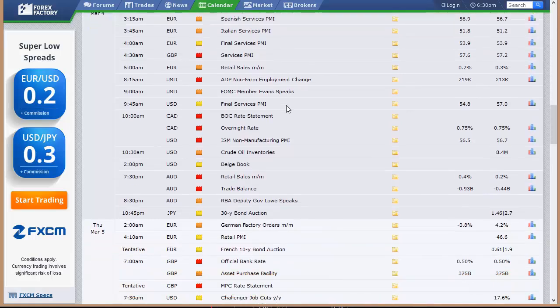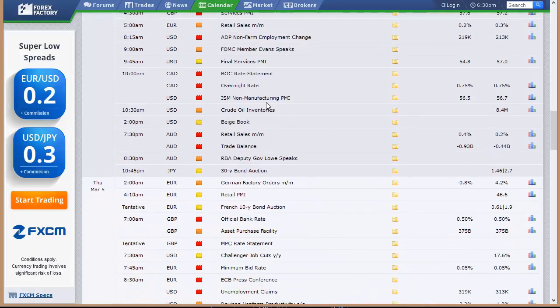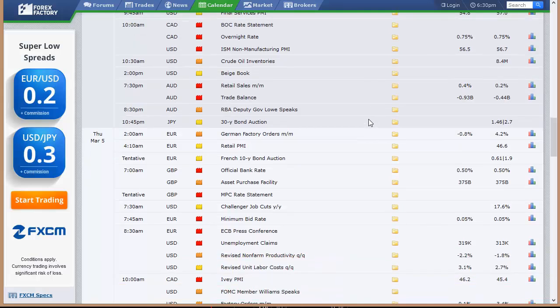We got ADP non-farm employment change out of the U.S. We got a Fed member, Evans, speaking. Final Services PMI data out of the U.S. at 9:45 a.m. on Wednesday. Bank of Canada's rate statement at 10 a.m. We got ISM non-manufacturing PMI out of the U.S. Crude oil inventories Wednesday and the Beige Book at 2 p.m.